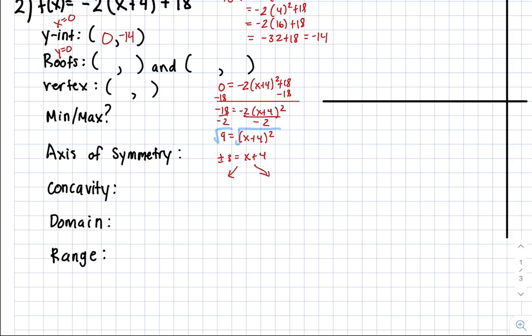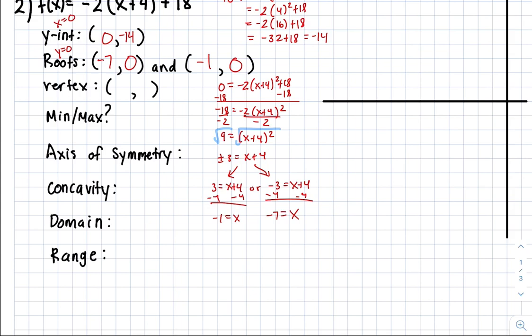Okay, this is where you guys get 2 equations, right? 3 is equal to x plus 4, or negative 3 is equal to x plus 4. Subtract 4 from both sides. So we're going to get negative 1 equals x, or negative 7 equals x. So remember, our y is equal to 0, because that's what we set y equal to. Your x values are going to be negative 7, comma 0, and negative 1.